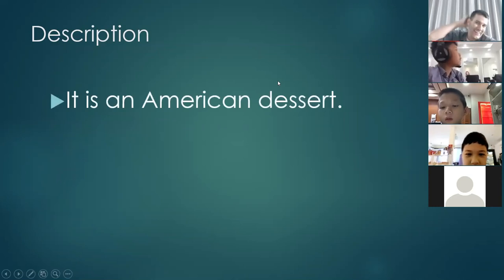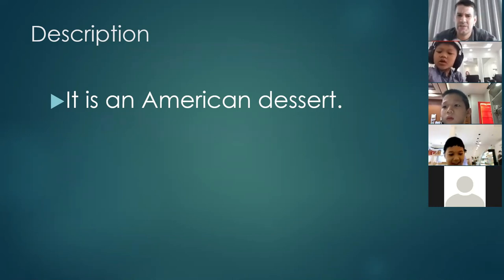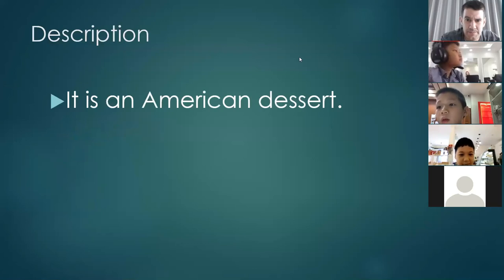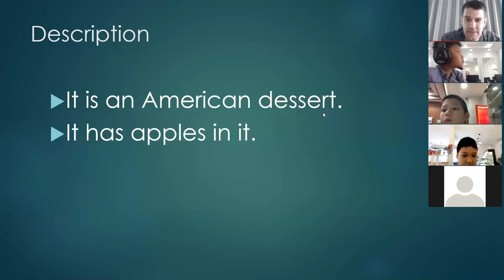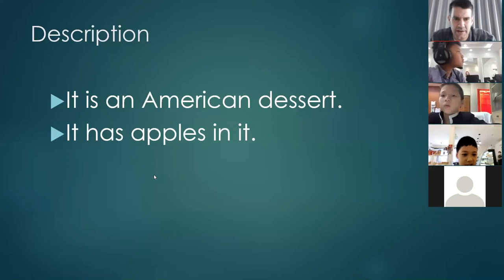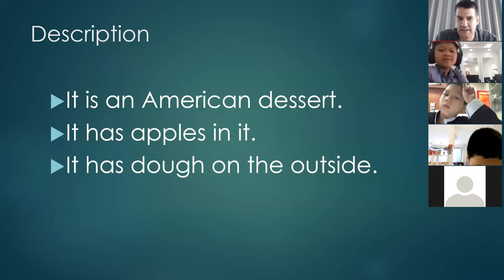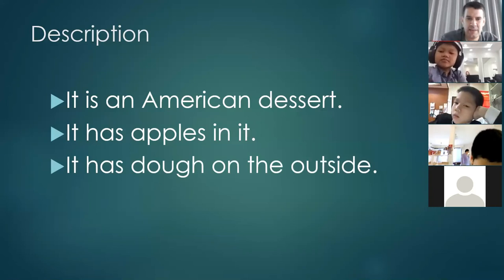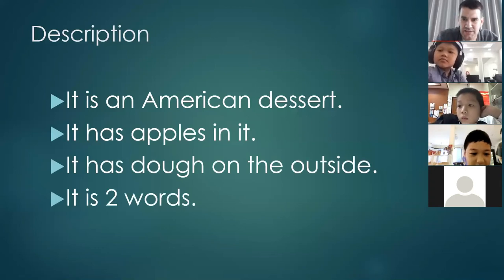So next one, it is an American dessert. A dessert is something that you eat after dinner. You'll eat dinner first and then you will eat dessert. So it has apples in it. This is very famous in America. It has dough on the outside. So dough on the outside and apples in the middle. And it is two words.